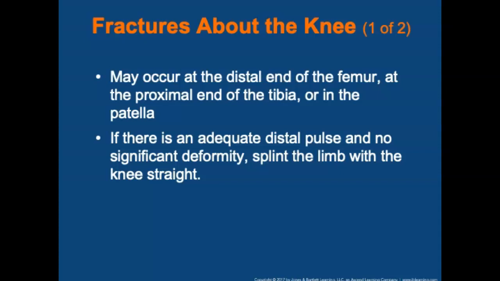And fractures about the knee. Fractures about the knee may occur to the distal end of the femur, at the proximal end of the tibia, or in the patella. It is easy to confuse a non-displaced or minimally displaced fracture with a knee or ligament injury. Management of these types of injuries is the following. If there is an adequate distal pulse and no significant deformity, splint the limb with the knee straight.